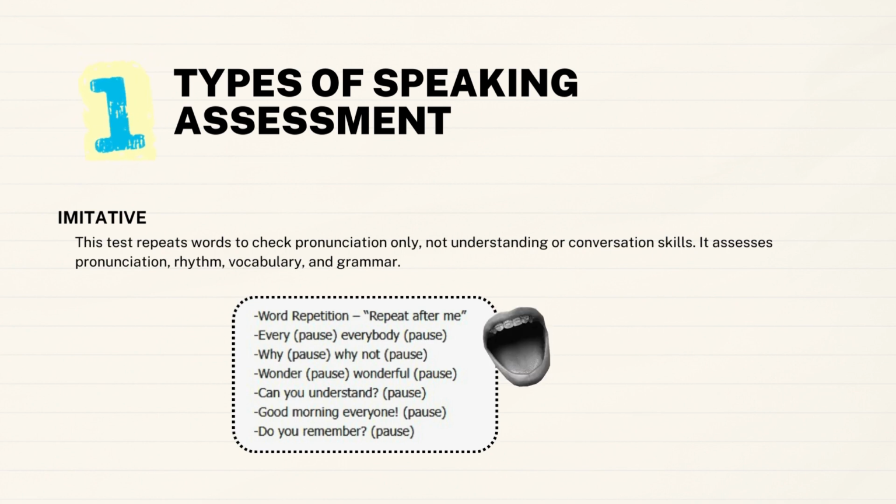Okay, next, types of speaking assessment. First is imitative. This test repeats words to check pronunciation only, not understanding or conversation skills. It assesses pronunciation, rhythm, vocabulary, and grammar. For the example of the activity is word repetition, like "repeat after me" for the instruction, and then: everybody, why not, wonder, wonderful, can you understand, good morning everyone, do you remember, and so on.